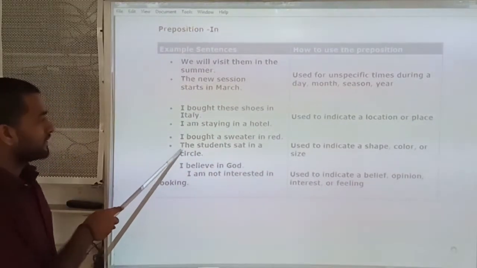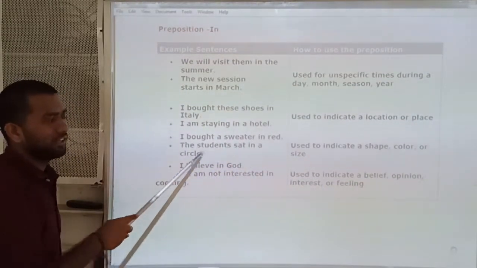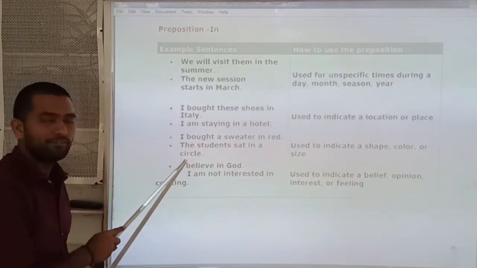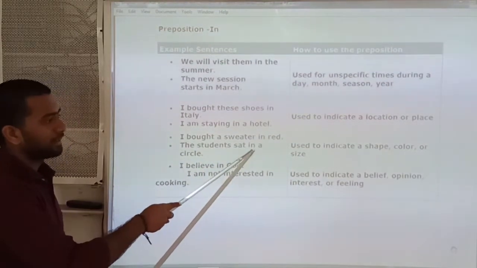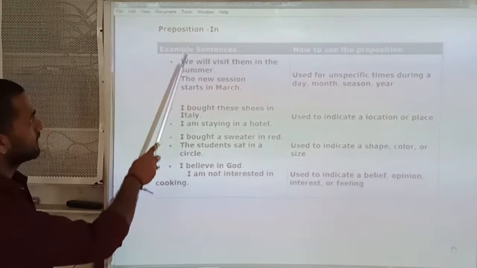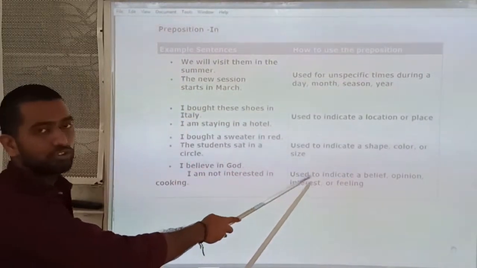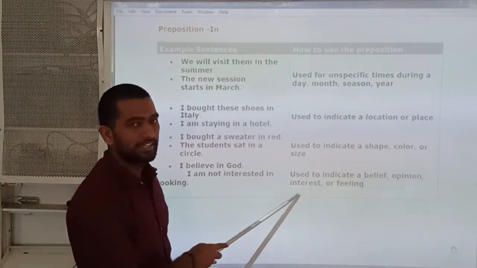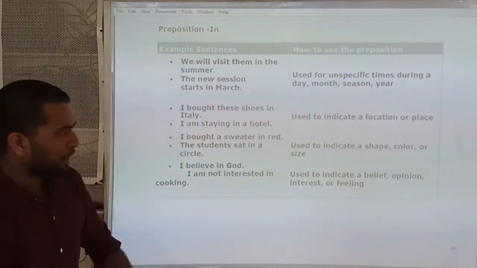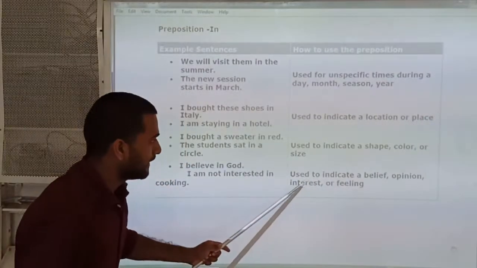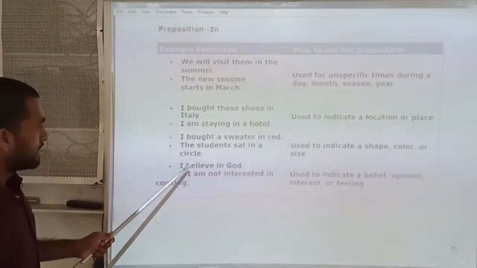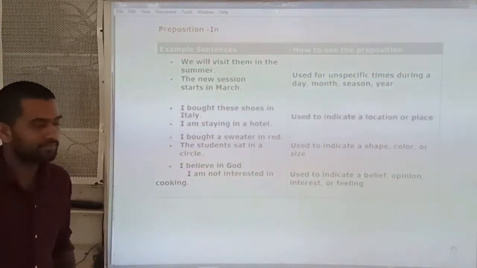Next, second one, the student sat in a circle. Circle is a shape and before this word we use the preposition in. Next, preposition in is also used to indicate a belief, opinion, interest or feeling. Belief, opinion, interest or feeling means, see, I believe in God.